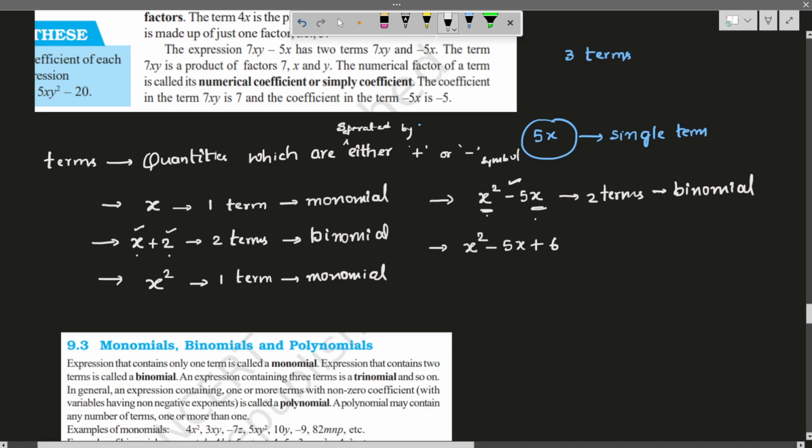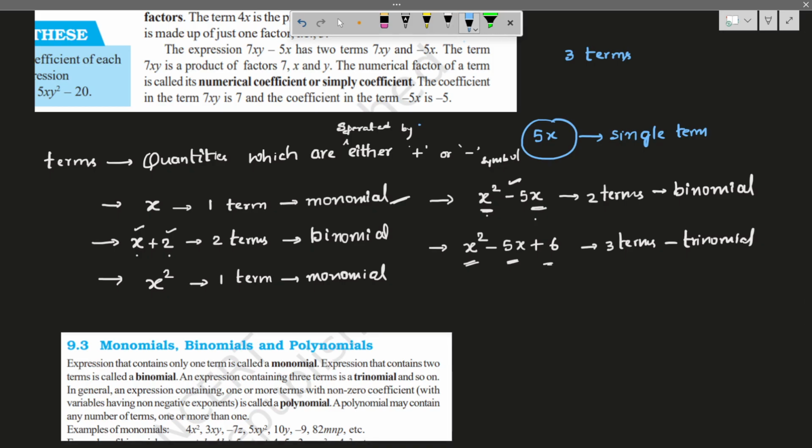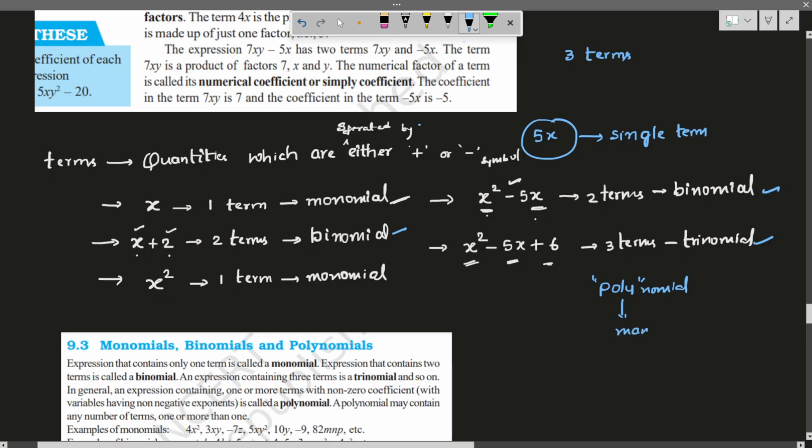Here there are three terms, 1, 2 and 3. It is known as trinomial. If it is more than one, we can simply call it a polynomial. It is a polynomial. Poly means many. If there are more than two terms, we can simply classify it as polynomial.